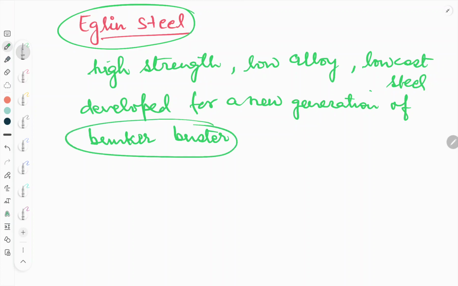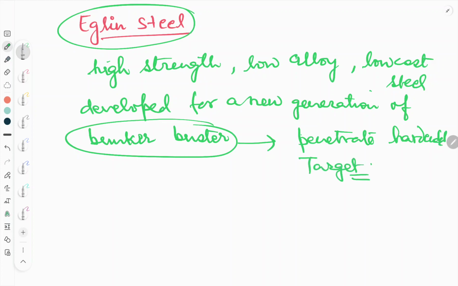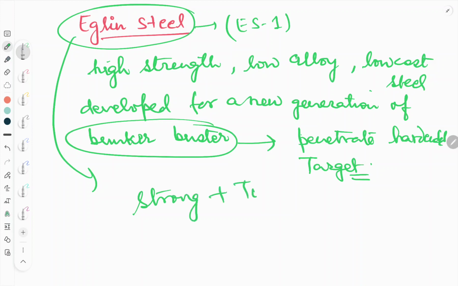This is basically a type of munition that is designed to penetrate hardened targets. This is also called ES1 type of steel. The development of Eglin steel was commissioned to find a low cost replacement for strong and tough. So this is strong and tough also.